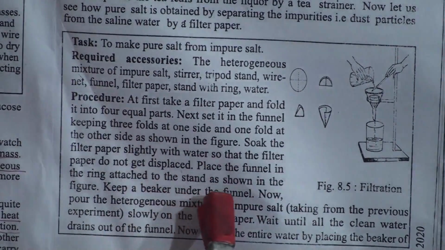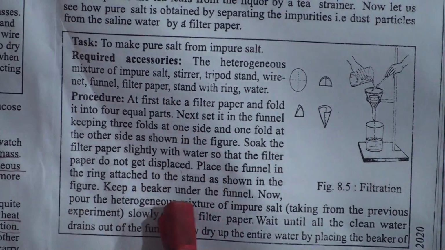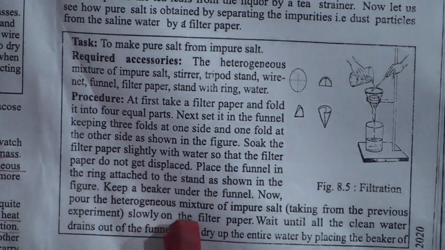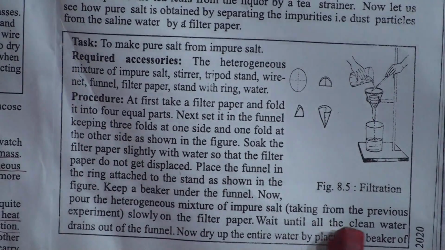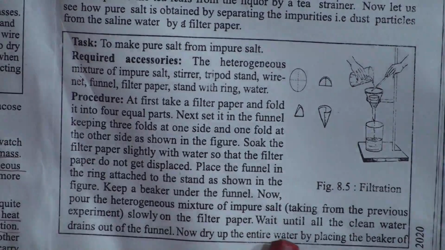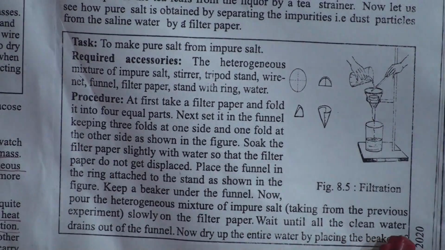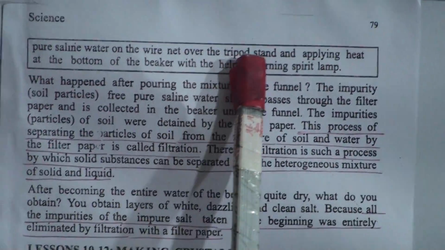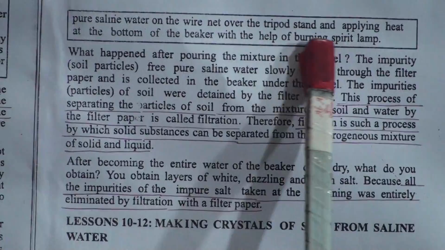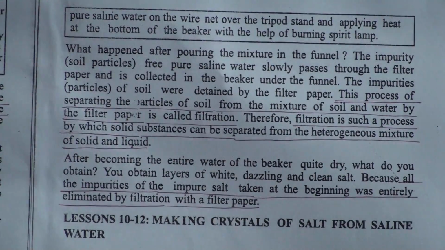Keep a beaker under the funnel. Now pour the heterogeneous mixture of impure salt slowly on the filter paper. Wait until all the clean water drains out of the funnel. Now dry up the entire water by placing the beaker of pure saline water on the wire net over the tripod stand and applying heat at the bottom of the beaker with the help of a burning spirit lamp.